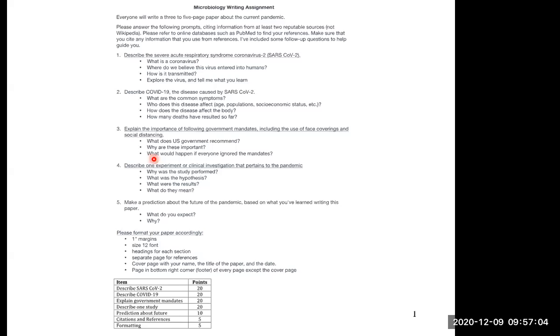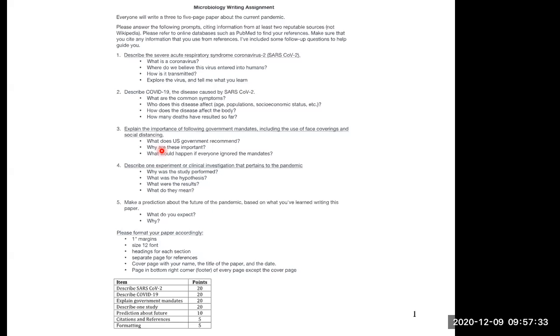The third, what are the government mandates? What does the NIH, the National Institutes of Health, or the CDC recommend that we do? What does Kentucky recommend we do? What are the differences between states? If you want to take it in that direction, talk about that. Why are the mandates important? What happens if people don't follow them? What happens if people do follow them? Like, why do we wear masks? Why are we all in here with a mask on? Why do we sanitize our venues? Tell me about it.